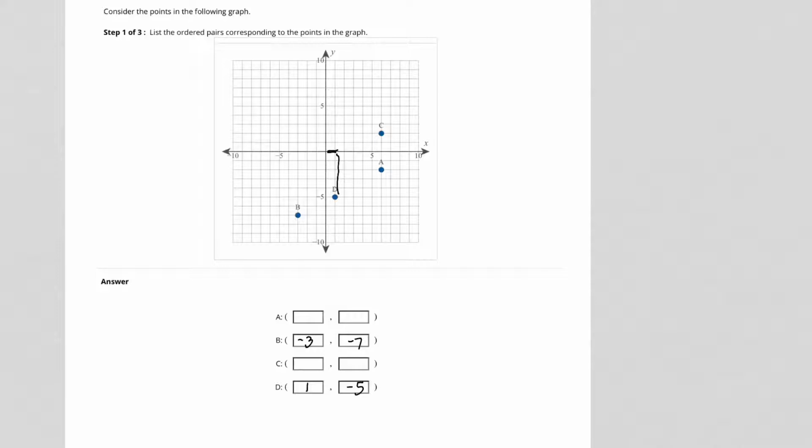In this case, I went down to -5, which is my y-coordinate. A, I go over, it looks like 6, and I come down 2, which is -2. C, looks like I'm going over 6, and this time I'm going up 2. So my ordered pairs are 6, -2 for A, -3, -7 for B, 6, 2 for C, and 1, -5 for D.